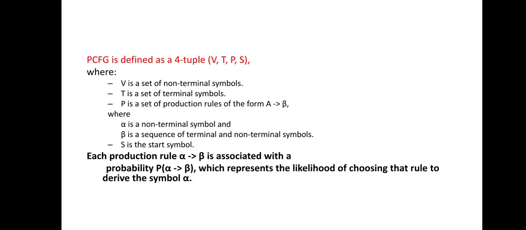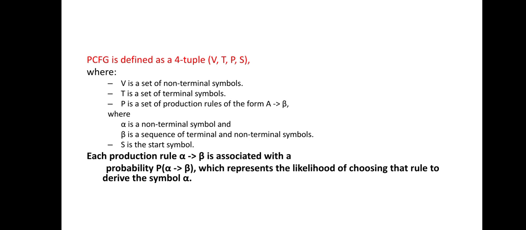For example, here also there will be four tuples: terminals, non-terminals, production rules, and the starting symbol. The rules follow the same form, A produces B, or alpha produces beta. But instead of the previous case, where the rule was represented just as alpha produces beta, here the rule is represented with a probability.